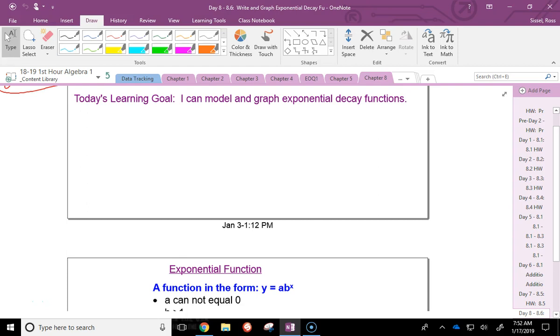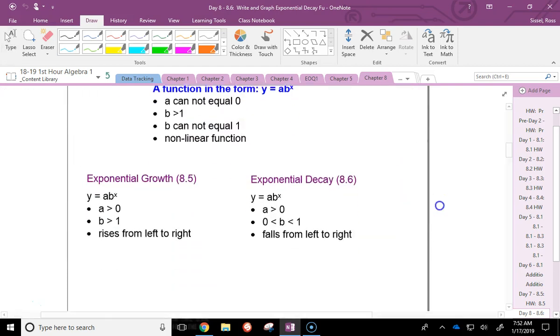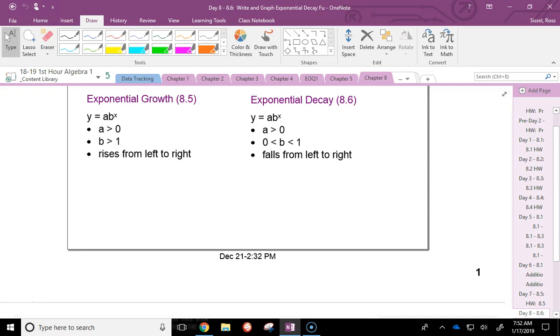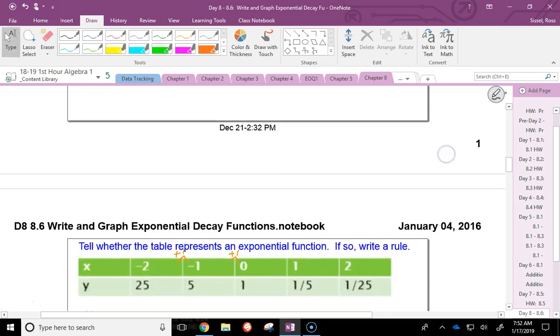So today's goal is I can model and graph exponential decay functions. So we're going to do decays. Once again, yesterday we did growth. When we did our growth, we said b had to be bigger than 1. Well, in today's, b is going to be less than 1 but bigger than 0. So 0 is less than b and b is less than 1. The picture of it, when we draw this, decay is going to fall from the left to the right. And you'll see what that's going to look like.